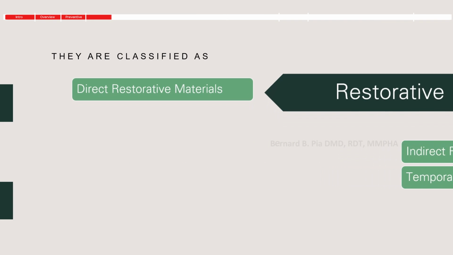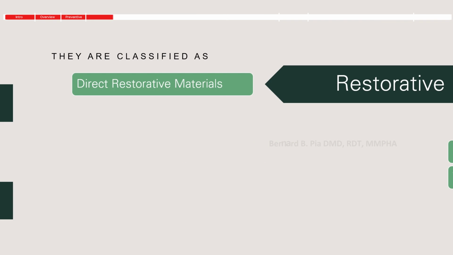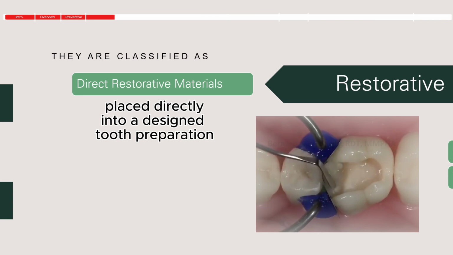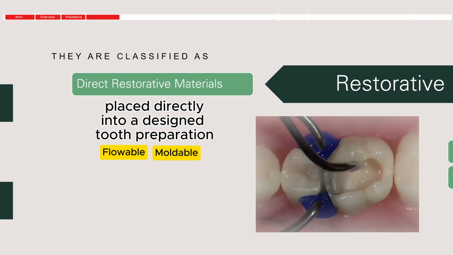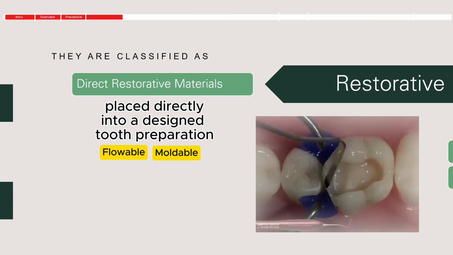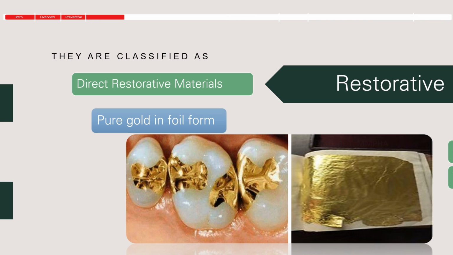Direct restorative materials are a group of materials placed directly into a designed tooth preparation that go through a phase transformation from a flowable or moldable state to a functional solid state while they are being adapted to the preparation. Pure gold in foil form, for example, can be used to make dental restorations or tooth fillings directly on the teeth, but this technique is rarely used today.